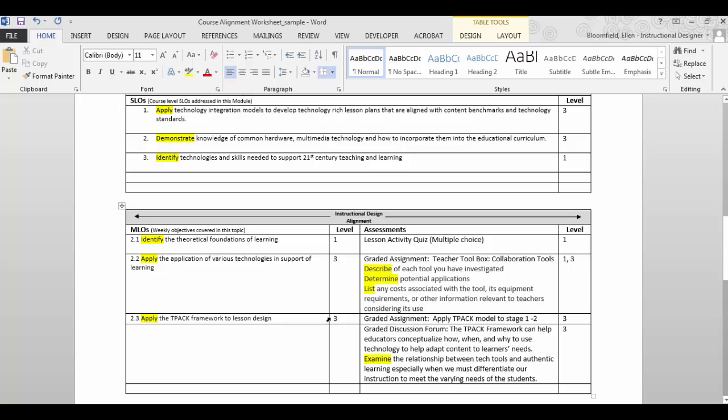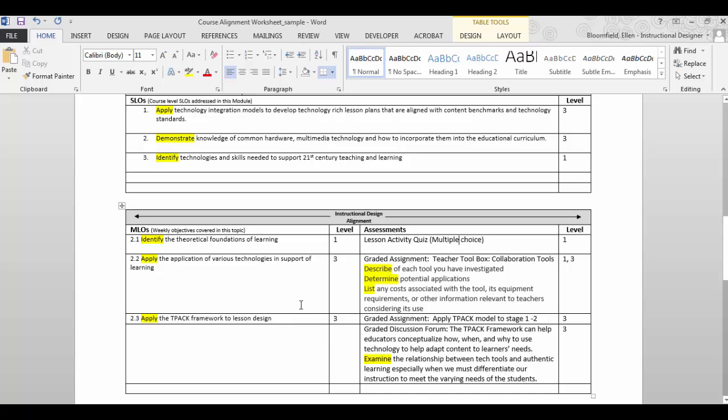Then you want to do the same thing for the assessments. Notice the assessments are listed in the corresponding row as the MLO they address. So to identify the theoretical foundations of learning, the students will be assessed using a multiple choice quiz. Now, multiple choice is recall or a level 1. This is implicitly stated. So therefore, these two pieces are aligned. Once the assessments are identified and labeled, then you can determine whether your course is in alignment.